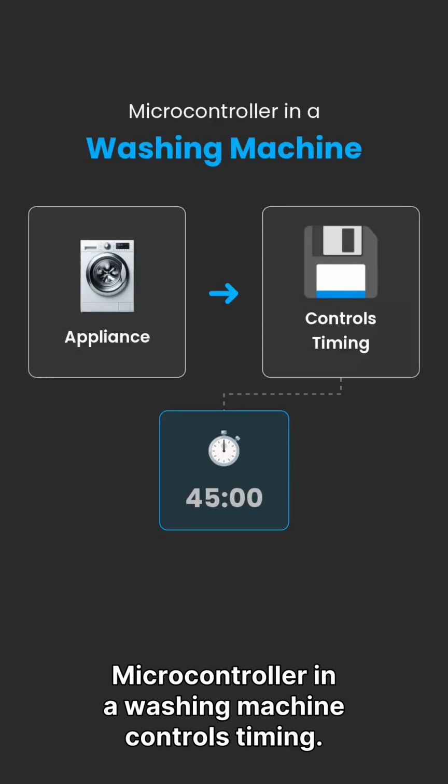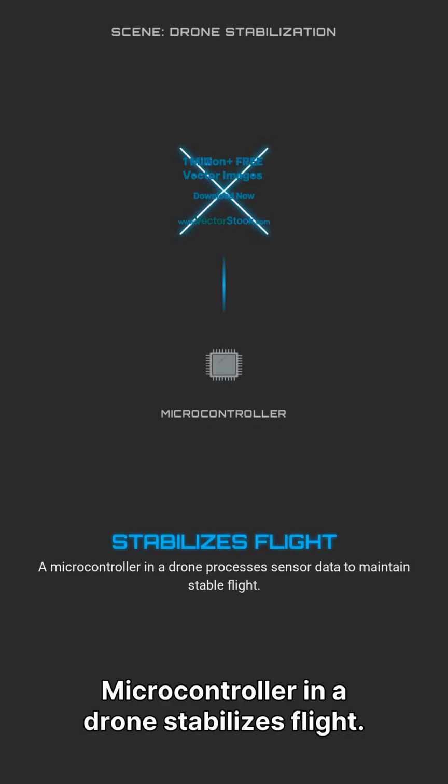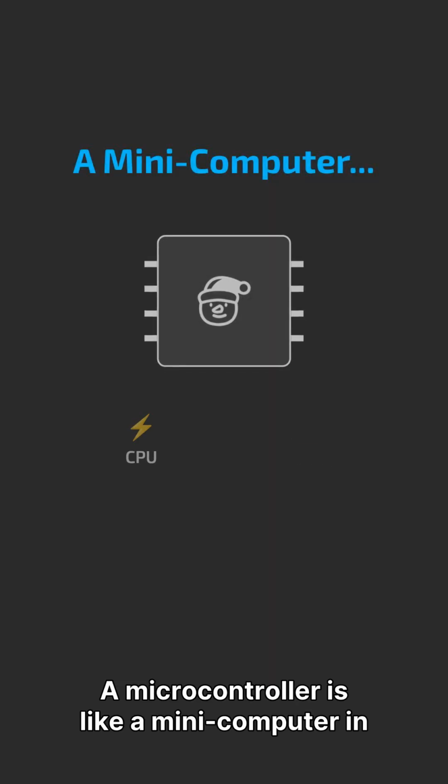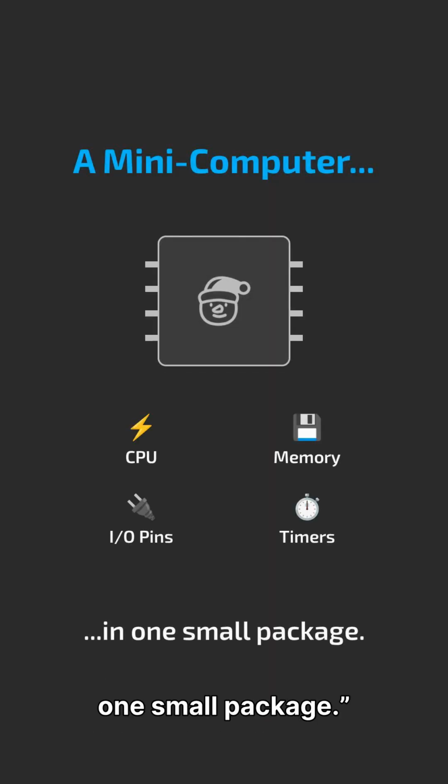A microcontroller in a washing machine controls timing. A microcontroller in a drone stabilizes flight. A microcontroller in your Arduino projects reads sensors and moves servos. A microcontroller is like a mini computer in one small package.